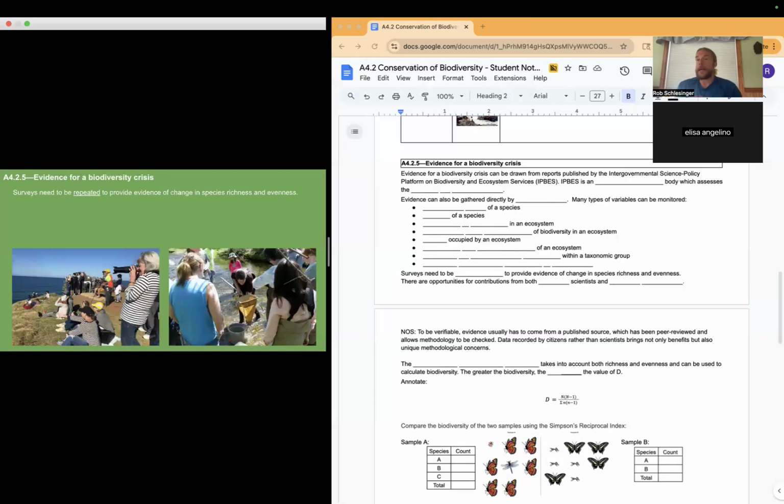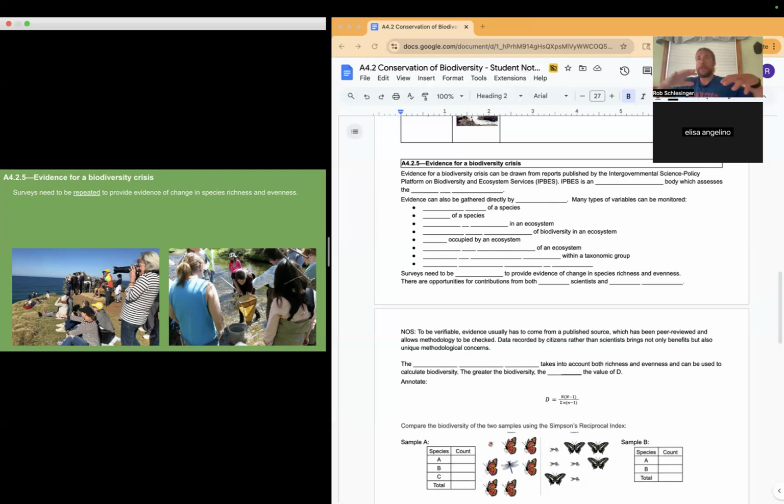And like any good science, we want to collect this data constantly. We want to do it over and over again, so that we have the most accurate idea of what's happening. And so oftentimes groups will go out multiple times a year. But even if they go out once a year, that's super, super helpful.